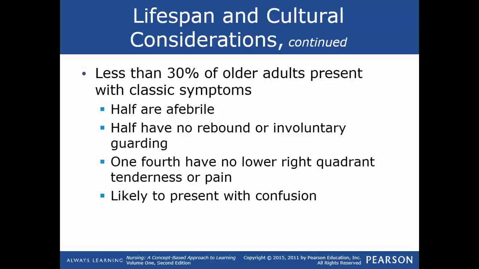Alright, so looking at the other end of the spectrum, less than 30% of older adults will present with the classic symptoms. Almost half of them are afebrile. Half of them have no rebound tenderness or involuntary guarding, and 1/4 have no right lower quadrant tenderness or pain. They're more likely to present with confusion. Approximately 25 to 30% of older adults with appendicitis don't seek treatment until 3 days or more after the onset of symptoms, and that's one reason why a lot of times they have complications.